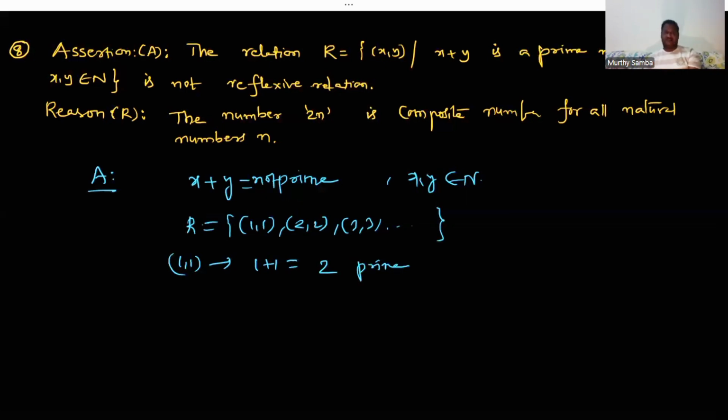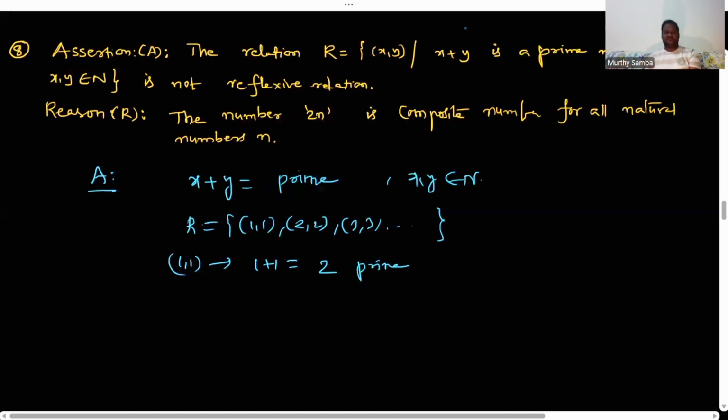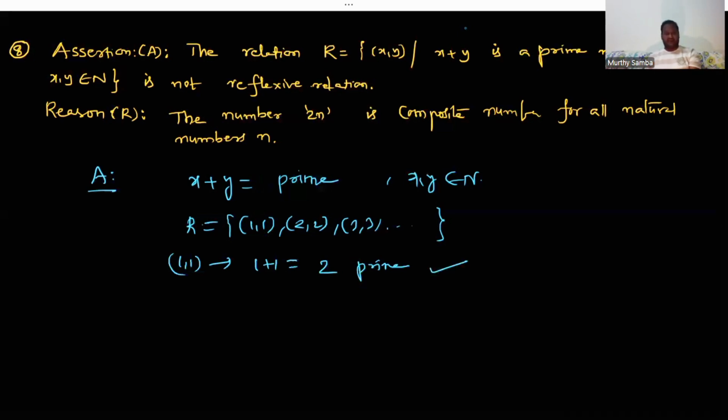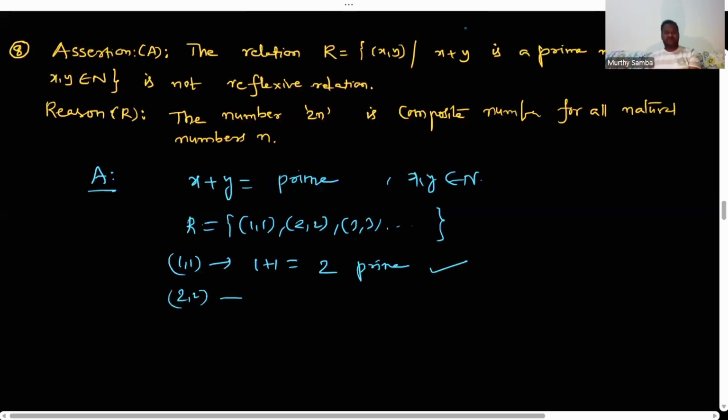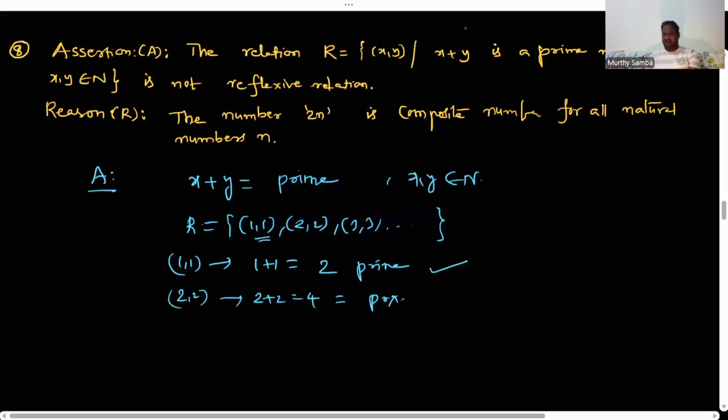x plus y is a prime number, is not reflexive. Sorry, I have written it wrongly here. x plus y is a prime number, is not reflexive. So x plus y is a prime number means 1 plus 1 is equal to 2, a prime number. And what about the next one? 2 comma 2 is nothing but 2 plus 2 is equal to 4, right? So 4 is an even number. Is 4 a prime number or not? It's not a prime number. So here it is prime, here it is not prime. So R is not a reflexive relation because one element is enough to say that it is not reflexive, right?